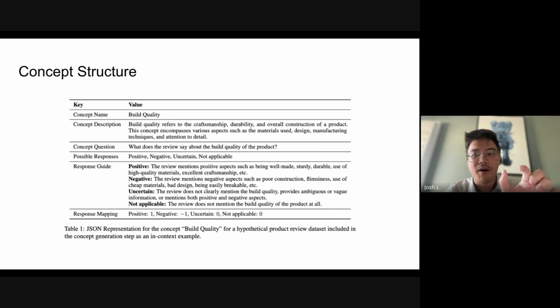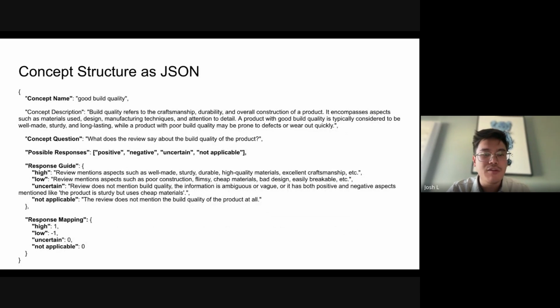And for each of the responses, you have a short description describing, okay, what would it take for a certain text to fall under each of these labels? And then since at the end, we want to combine all of these concept scores to generate the prediction, we map each of the potential responses into a numerical score. So in the backend, when the LLM that we use is generating these concepts, we essentially structure it as a JSON.